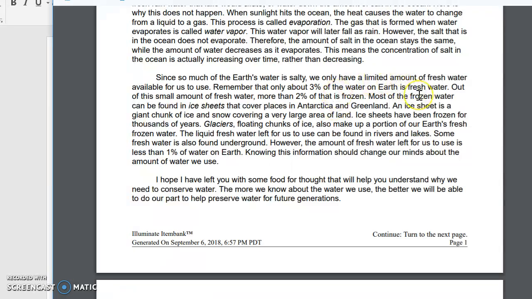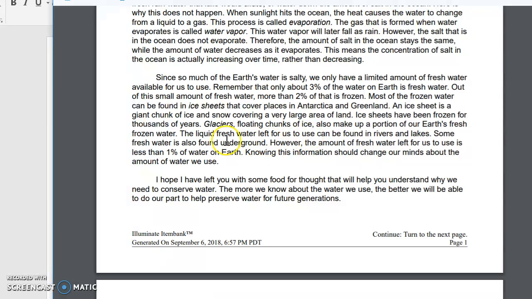Most of the frozen water can be found in ice sheets that cover places in Antarctica and Greenland. An ice sheet is a giant chunk of ice and snow covering a very large area of land. Ice sheets have been frozen for thousands of years. Glaciers, there it is, another definition clue. Glaciers, floating chunks of ice, also make up a portion of our Earth's fresh frozen water.